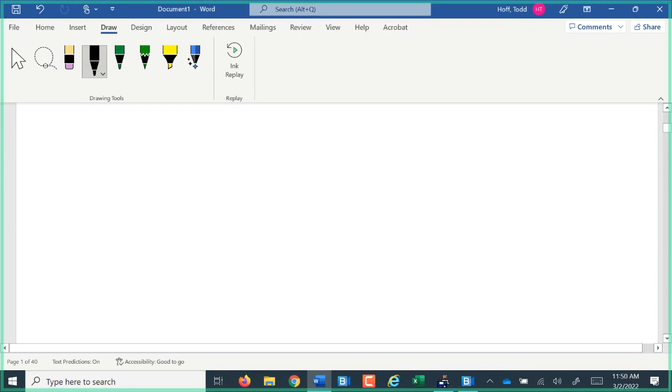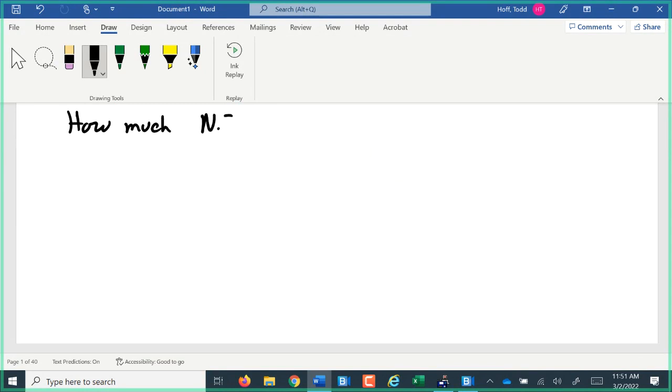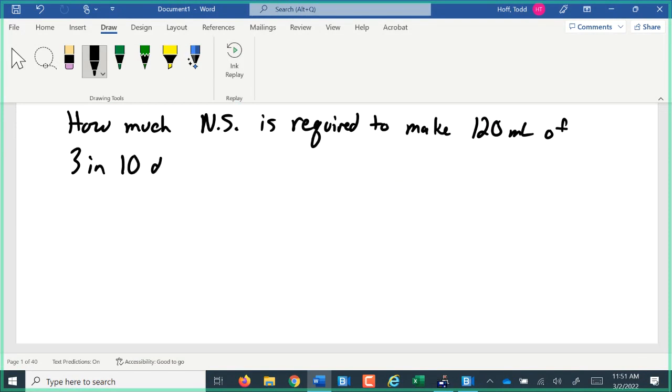Well, it gets a little more complex than that. So far, we've been just straight up looking for the amount of the serum, that active ingredient or medication. We might ask the question, how much NS is required to create or make 120 milliliters of a 3 in 10 dilution.